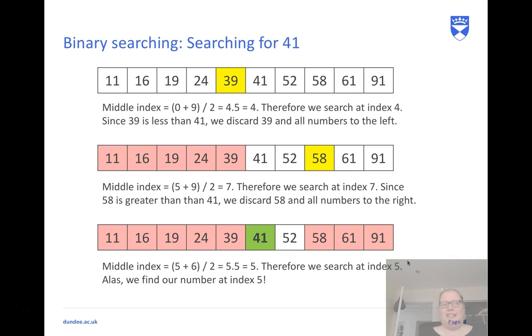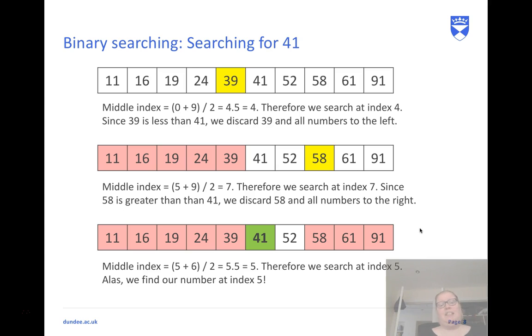So the lowest index we've got in this array that we're searching in is 0. Remember, that's because we're searching the whole array. We might be searching a part of the array and then we'd use the lowest index that we're actually searching through. So we're going from 0 to the highest number here, which is 9. Divided by 2 gives us 4.5. We're going to discard the fraction and round down and make that 4. Therefore, we search at index 4. We find that in index 4 we've got the number 39. Since 39 is less than the 41 we're looking for, we discard all the numbers to the left.